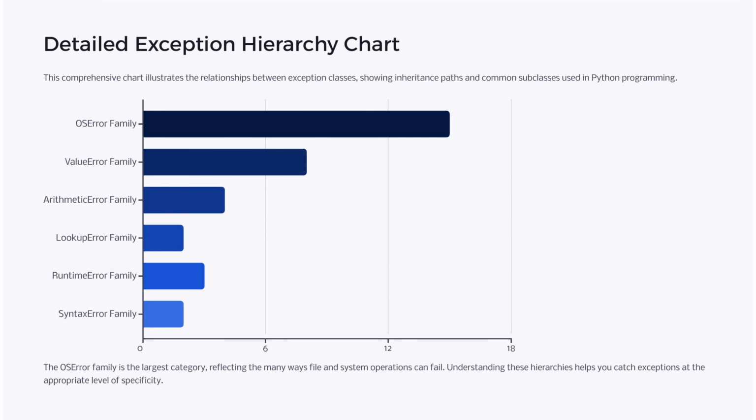The detailed exception hierarchy chart reveals the relationships between Python's exception classes. The OS error family is notably the largest, highlighting the complexity of file and system operation errors. Grasping these hierarchies allows for precise exception handling, ensuring errors are caught at the right level of specificity.